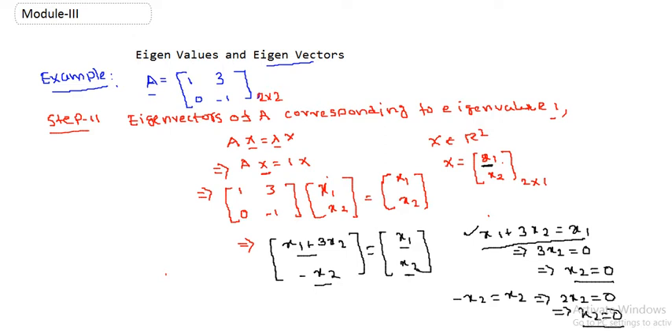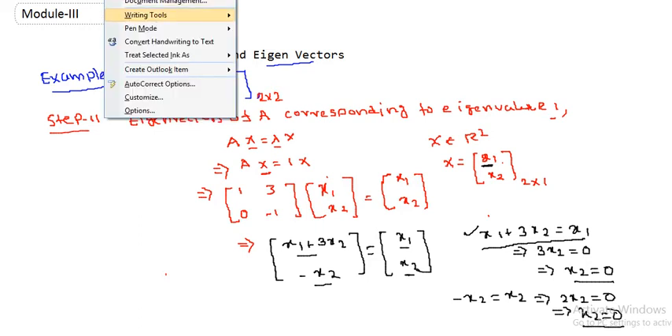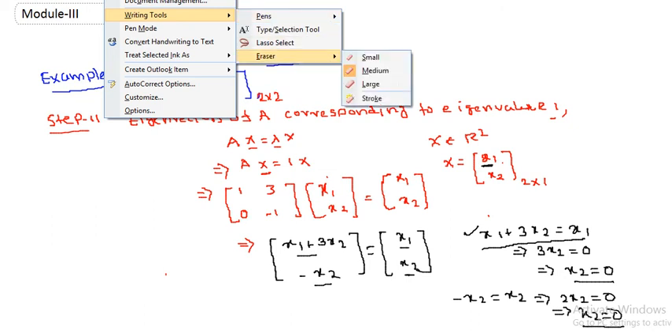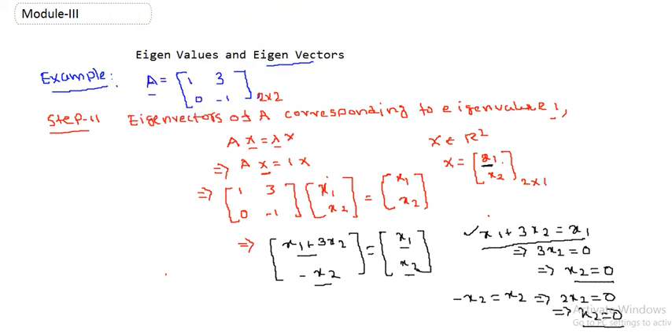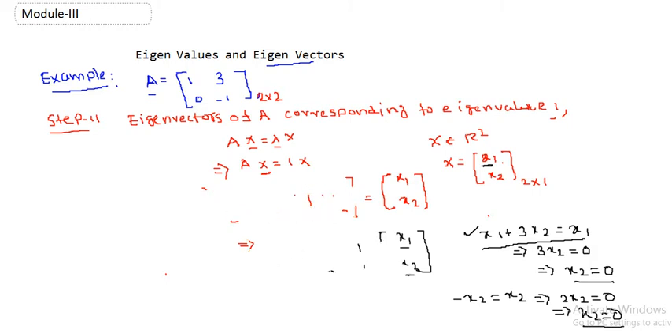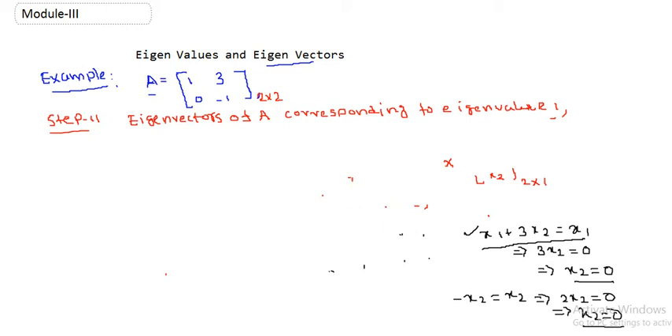Because we are taking x as our eigenvector, we generally do not want to take x1 equal to 0. So from there, let me write that down. First let me erase this part. From these two equations corresponding to the eigenvalue 1, we get the eigenvector.